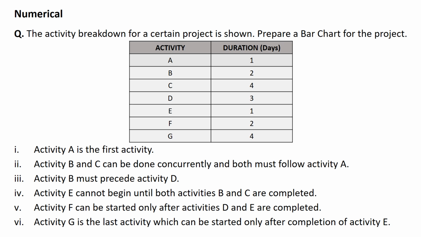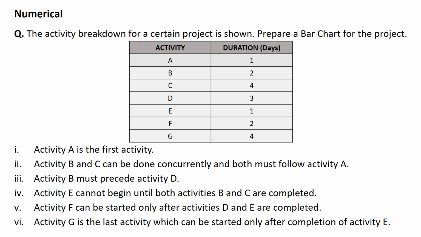The relationships for these activities are: activity A is the first activity, activities B and C can be done concurrently and both must follow activity A. Activity B must precede activity D. Activity E cannot begin until both activities B and C are completed. Activity F can be started only after activities D and E are completed. Activity G is the last activity, which can be started only after completion of activity E.